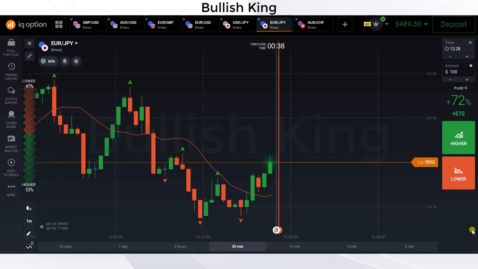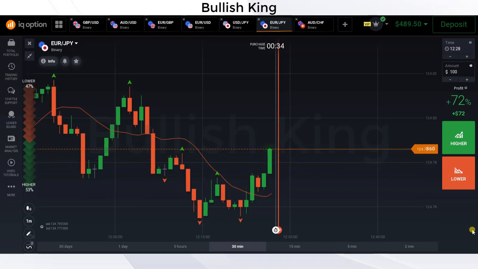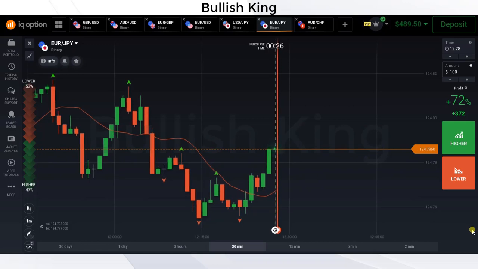For a sell trade, if the candle breaks the 14 moving average below and a fractal appears above, we place a sell trade. Purchase time will be 30 seconds and the expiration time will be 30 seconds too.